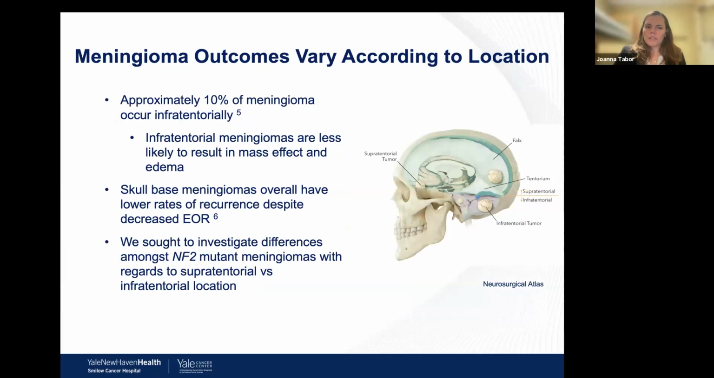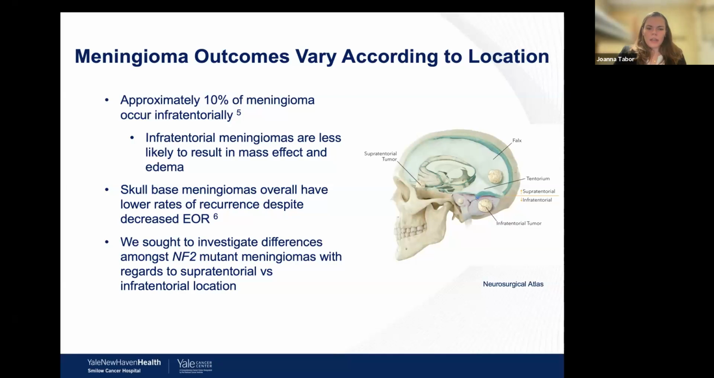But not all of this variability is accounted for by genomic subtypes. We find that generally meningioma outcomes vary according to their location, both non-skull base versus skull base, and infratentorial versus supratentorial. So we know that infratentorial meningiomas really are quite rare. There's only 10% of them, but they are shown to have less mass effect and edema in the few studies that are out there. And just skull-based meningiomas in general have less mass effect and have lower rates of recurrence despite decreased extent of resection.